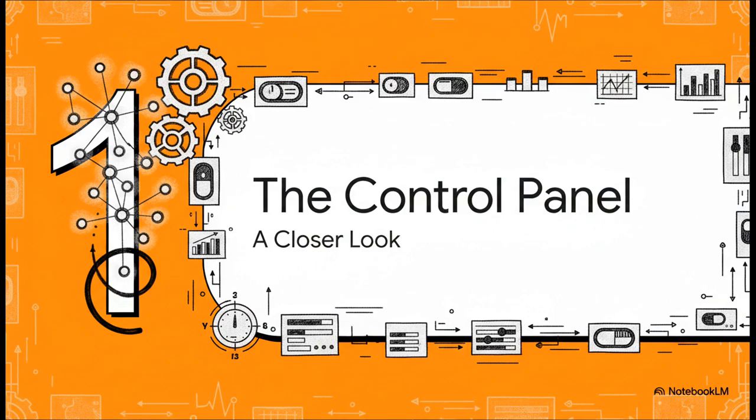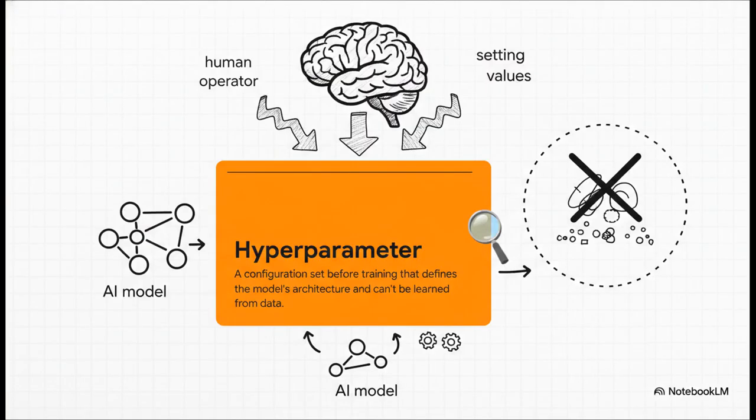All right, let's zoom in on this control panel and really get to grips with what these settings are all about. So if you want the textbook definition, a hyperparameter is a setting that's configured before the training process begins. It's external to the model. What that really means is you, the human, set the value. The model can't learn it from the data. Instead, this setting defines the whole game. It lays out the model's architecture and the very rules for how it's going to learn.